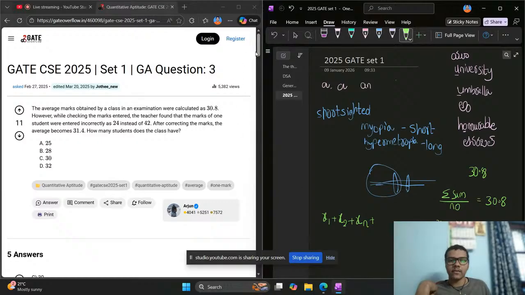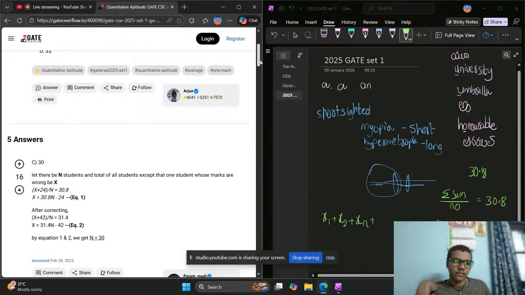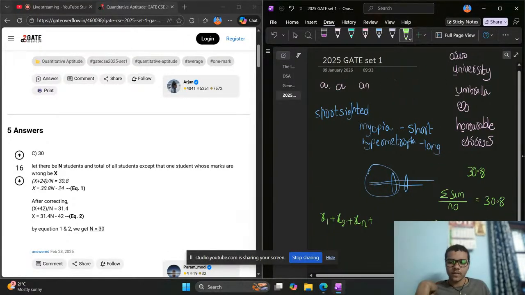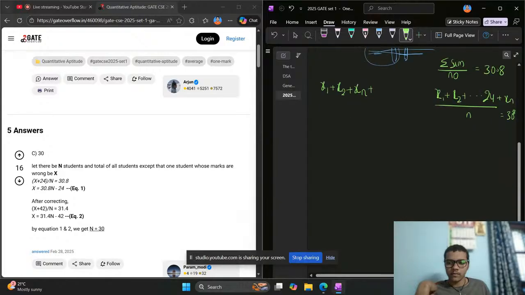Alright, I need to look at the answer. Let there be n students, and the total of all students except that one student whose marks are wrong by x. Instead of taking these in all variables, we don't even need these in the first place.